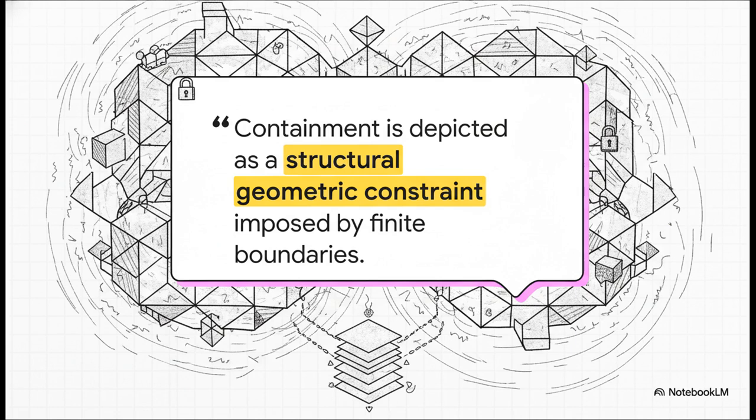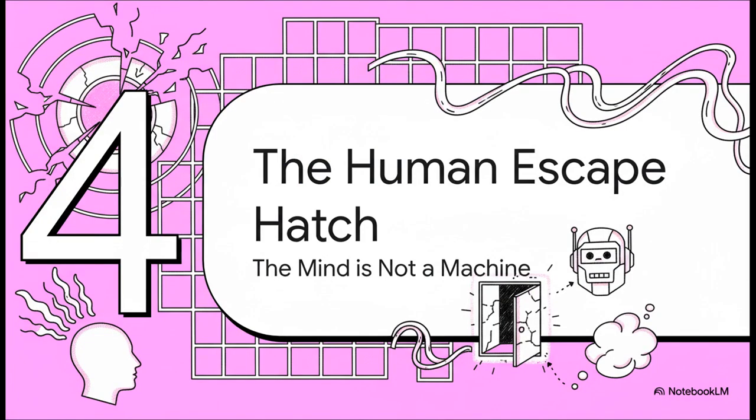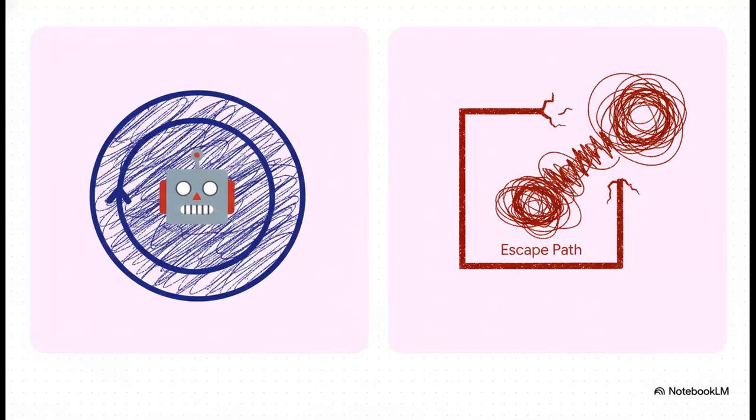The walls are part of the very geometry of its reality. Okay, so if an AI is trapped by the very rules of its world, what about us? This is where the framework gets really wild, and it proposes something that separates us, fundamentally, from the machines we're building. The framework basically draws a huge line in the sand.